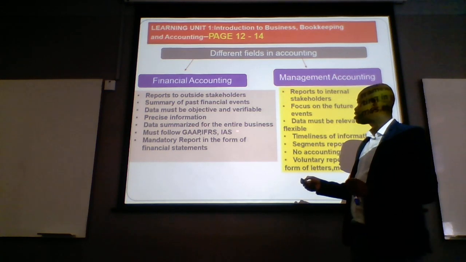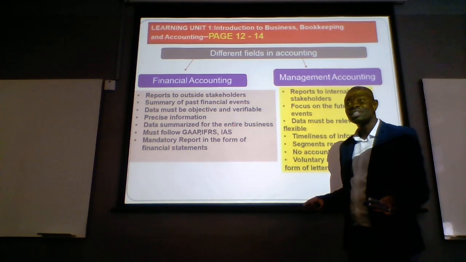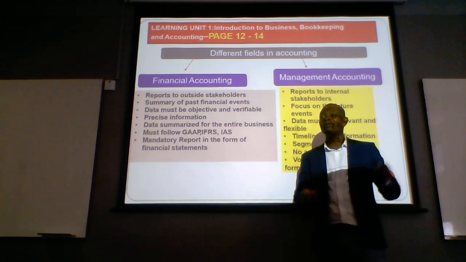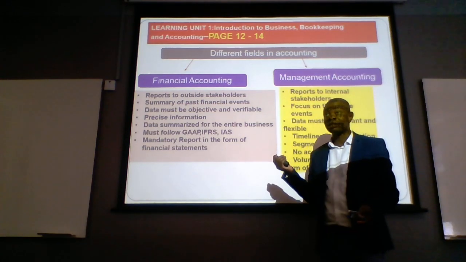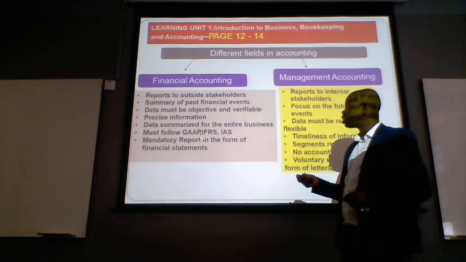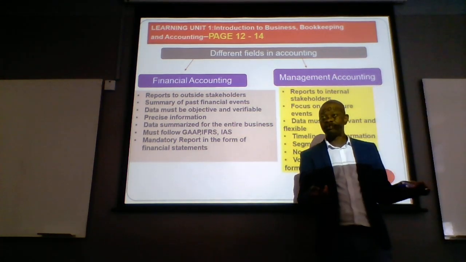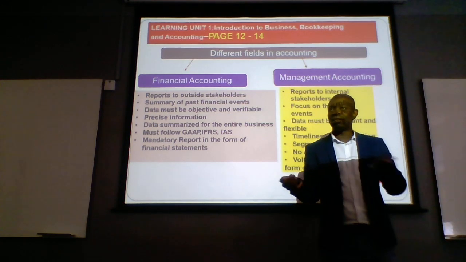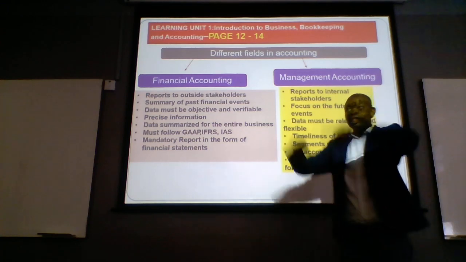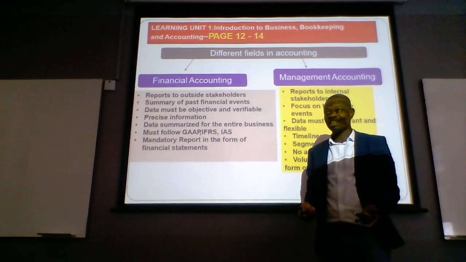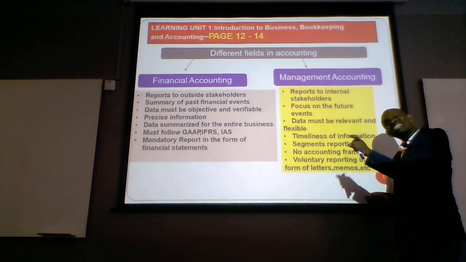Data must be summarized for the entire business. When we compile financial statements, we not only compile financial statements for an operational department, we compile for the whole company. But here we deal with what we call segment reporting. Like this school, yes, they can decide, okay, let's report on what? Let's check what is happening with IT. Only IT, not the whole business. Here's the difference. This we compile reports for the whole business. Here we single out a particular department.